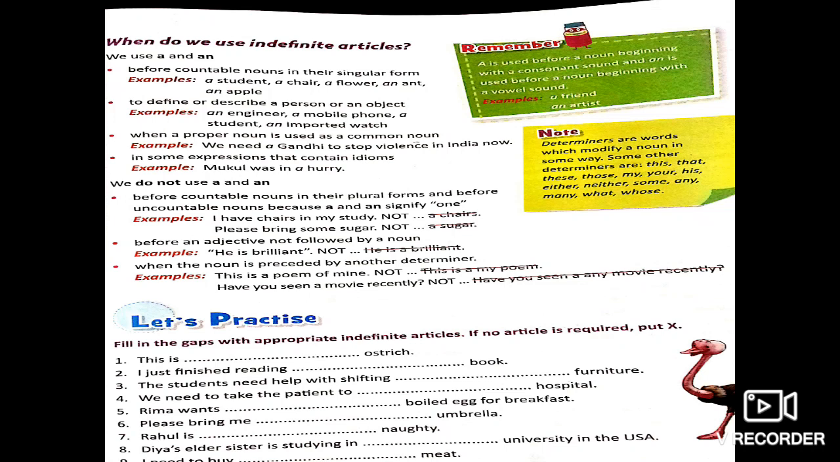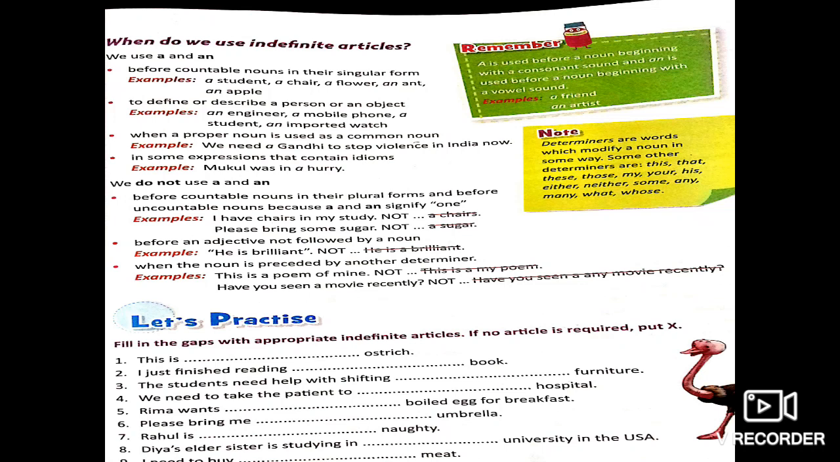So whenever in a sentence we find that an adjective is not followed by a noun, the noun after the adjective is missing, we cannot use an indefinite article before the adjective. We cannot say he is a brilliant, but when the noun is used after the adjective brilliant, we can say he is a brilliant boy. But when the boy is omitted, we say only he is brilliant. I hope this is clear.